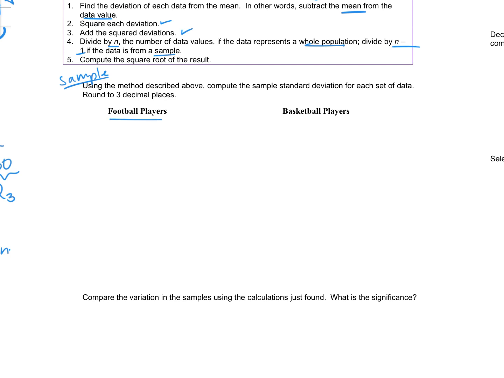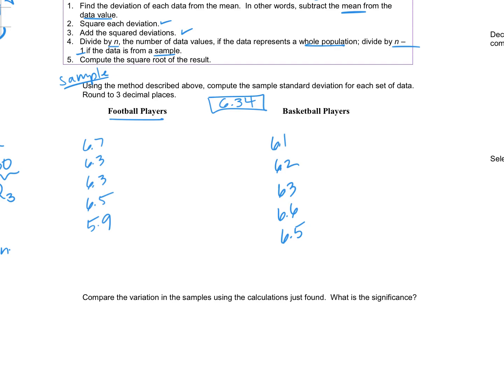So for the football players, again, our mean for both sets was 6.34. So we're going to take each of those data points. So if you can look back, we had for the football players, it was 6.7, 6.3, 6.3, 6.5, and then 5.9. For the basketball players, we had 6.1, 6.2, 6.3, 6.6, and 6.5.